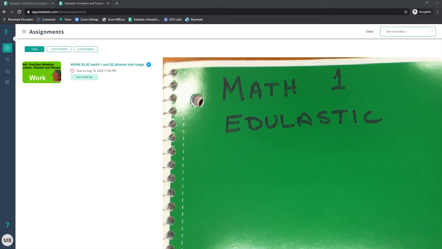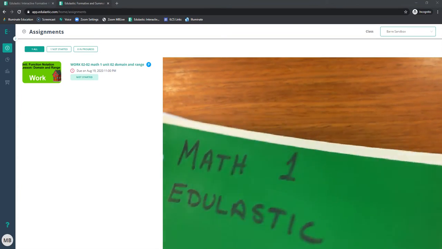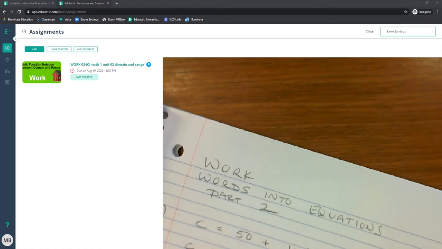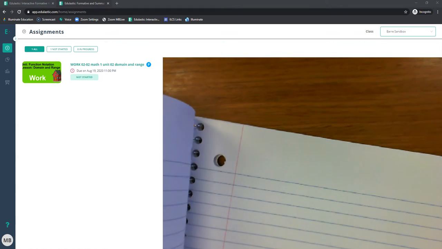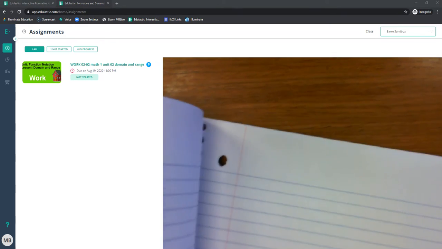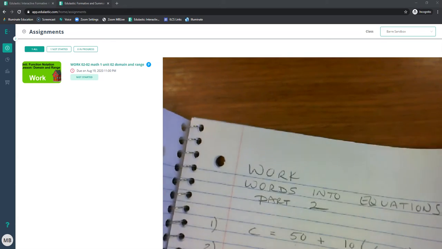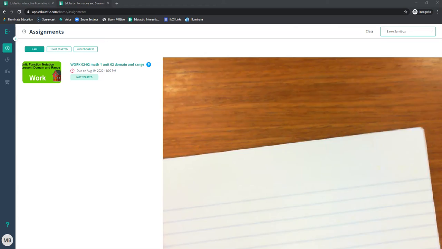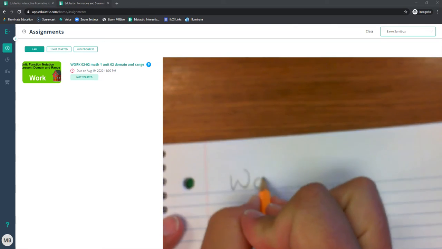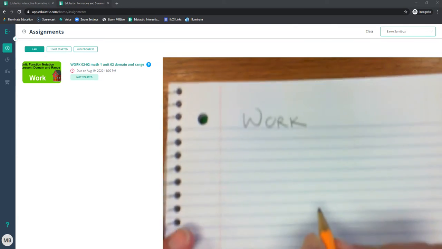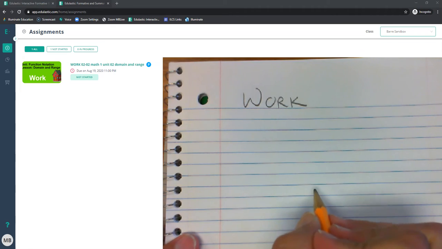Hey, it's Mr. Barr, and we're going to do some Edulastic. What are we going to do? Math 1 unit, domain and range. Okay, so I'm getting out my notebook, going to a new sheet. There it is. This is the work for domain and range.